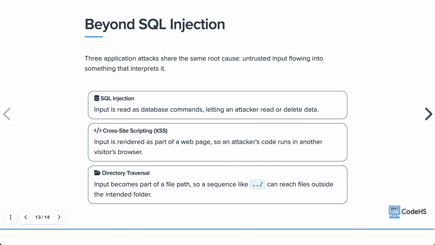Directory traversal. Input is used to build a file path the application opens. The classic example is "../". If a download URL takes a file name and the application just opens whatever you ask for, an attacker can type something like "../../etc/passwd" and read a system file the application never meant to share.